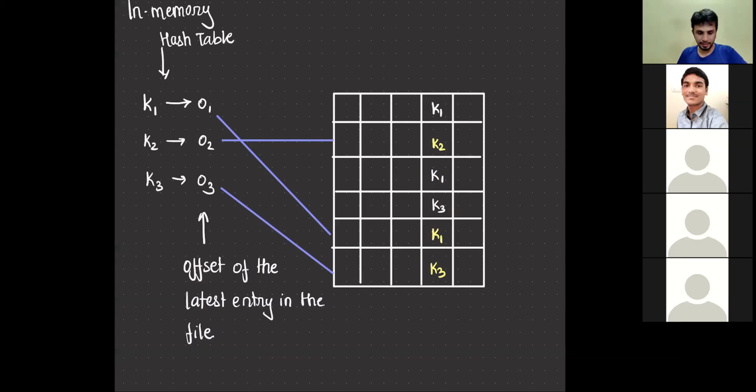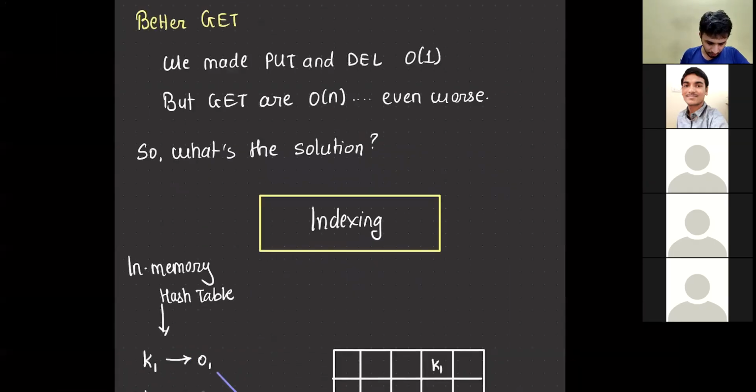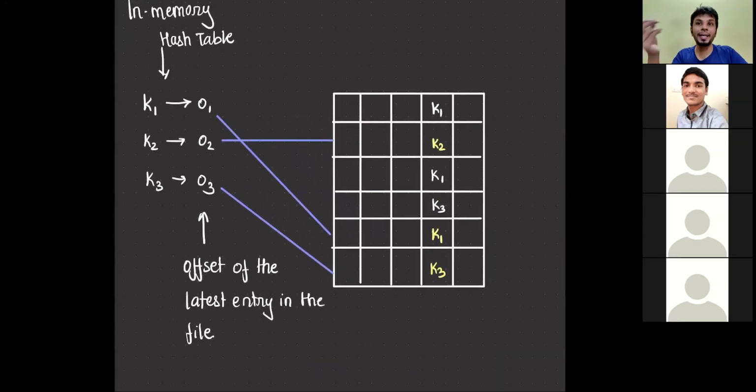Now this is something that we can leverage to make our lookup order one. Whenever we want to do a get, let's say I want to get key K1, I would come to this in-memory hash table, go to K1, and find offset O1. Offset O1 is here. I go to this place and read the entry. Similarly, if someone asks me for key K3, I'll come over here, get the offset O3, go to the file at this offset and read the content here. So it would store the offset of the latest entry in the file.